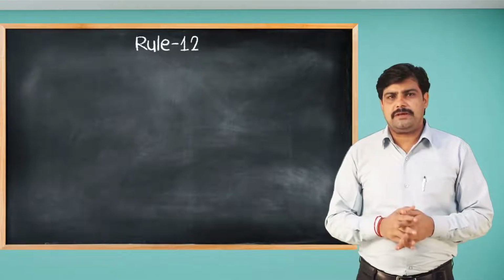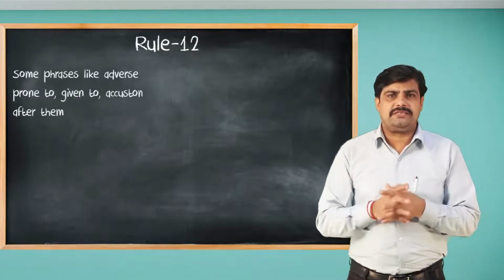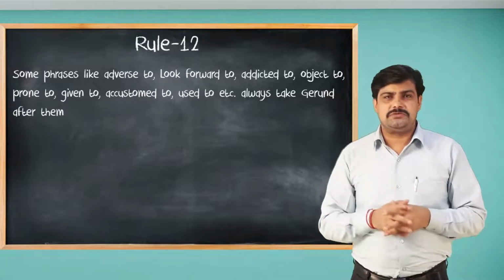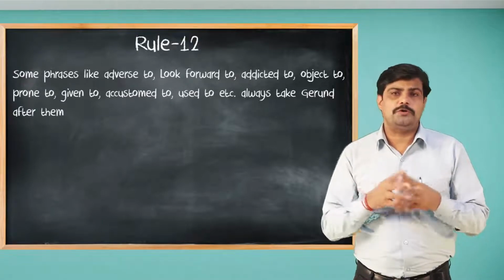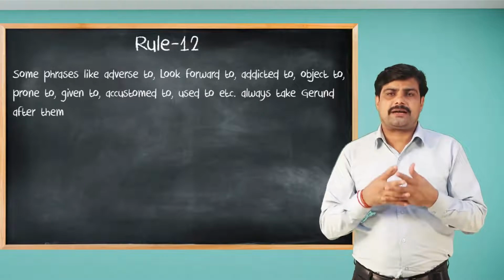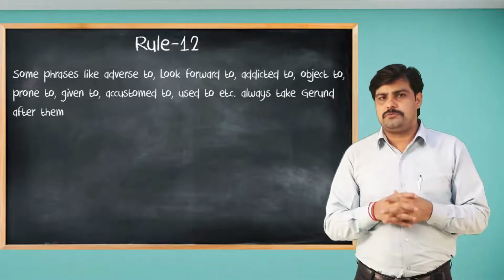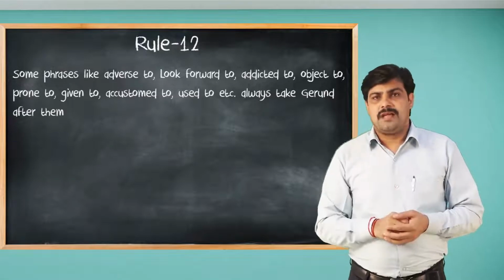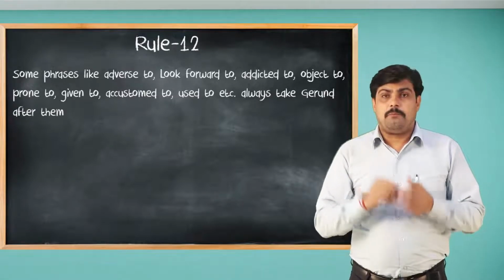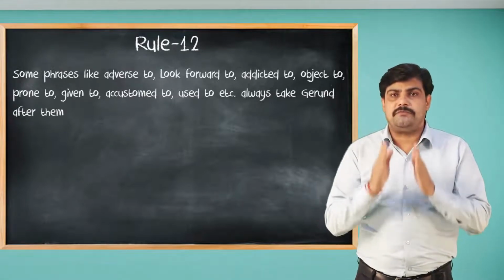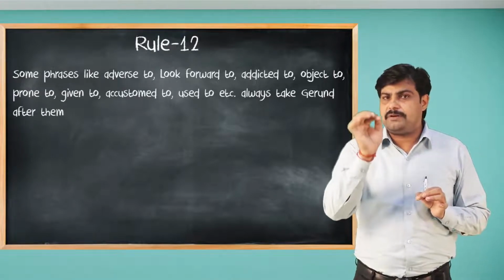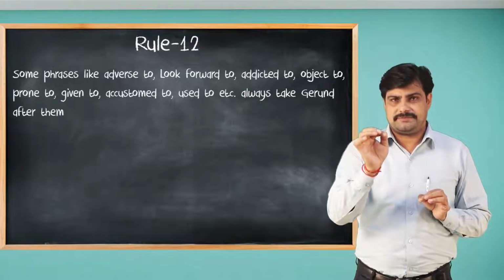Rule number 12 is equally important. Some phrases like adverse to, look forward to, addicted to, object to, prone to, given to, accustomed to, used to, etc. always take gerund form. And in these sentences, most of the students are confused. So keep this point in your mind and remember these phrases.